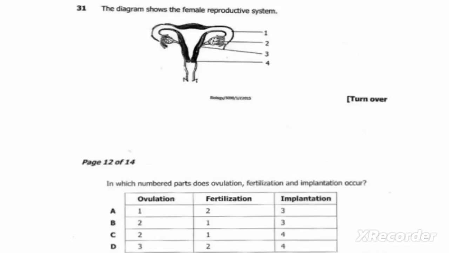We shift to question 31. The question reads, the diagram shows the female reproductive system. We are given the numbers 1, 2, 3, 4. In which numbered parts do ovulation, fertilization, and implantation occur? So the first column we have ovulation, the second column we have fertilization, the third column we have implantation. Ovulation takes place in the ovaries.